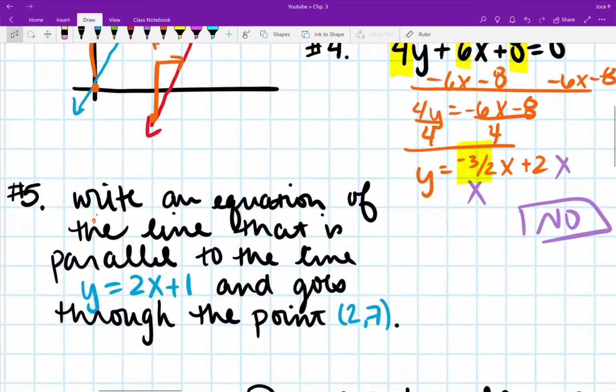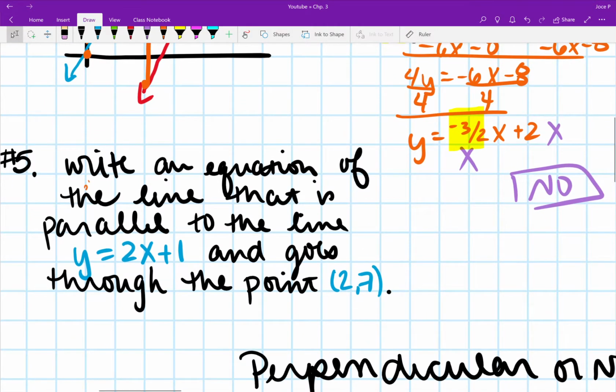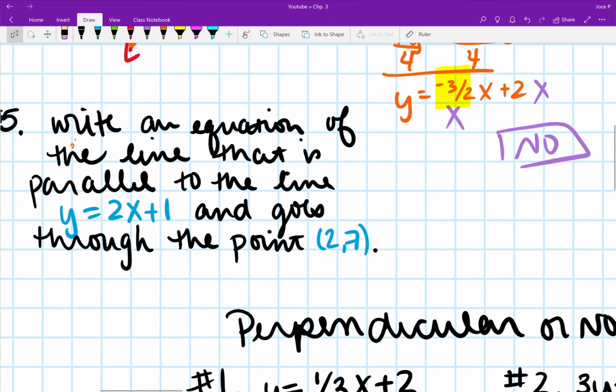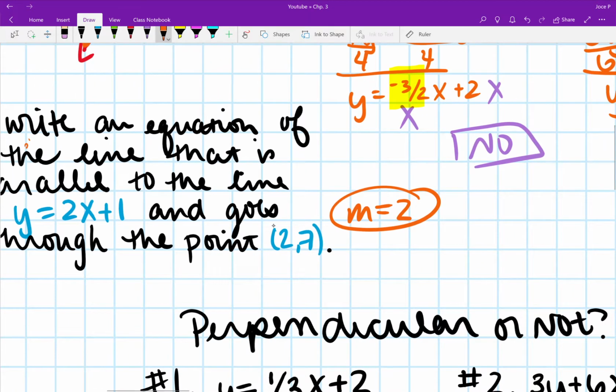Number 5. Write an equation of the line that is parallel to the line y equals 2x plus 1 and goes through the point (2, 7). Well, this is just like the questions we did in the last lesson, where we had to determine the equation of the line by plugging in x and y. So we know that m is going to have to be 2, because that's part of the rules. It has to have a different b and the same m. So m is going to equal 2. And we have our point.